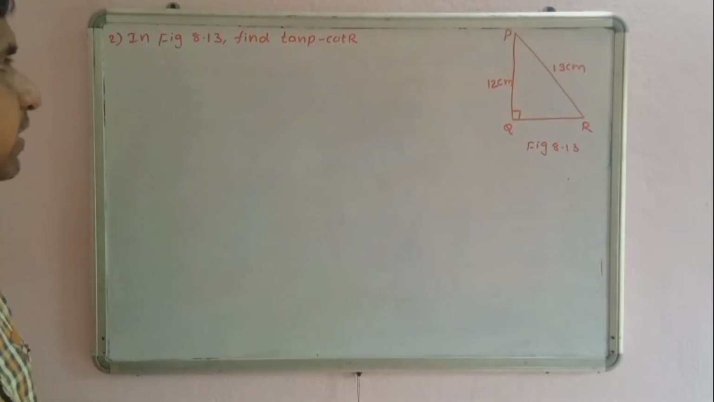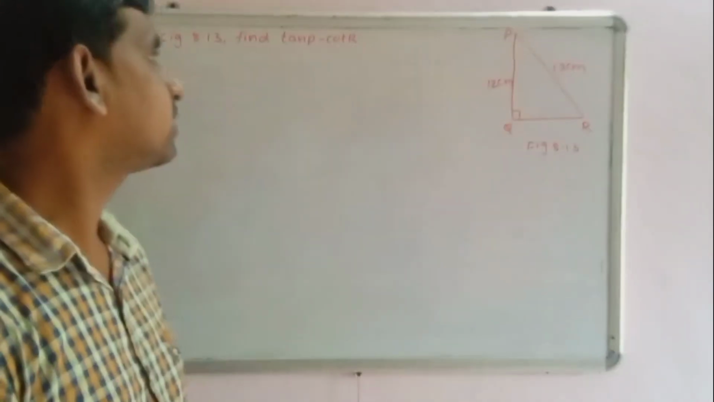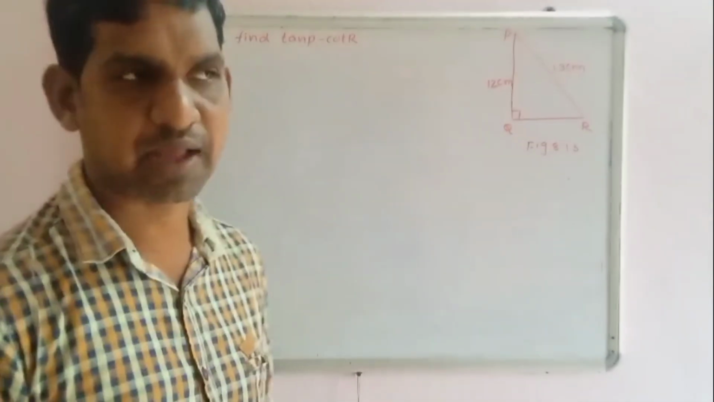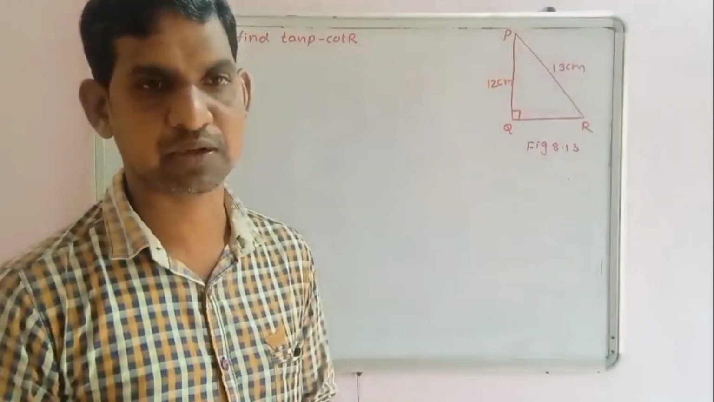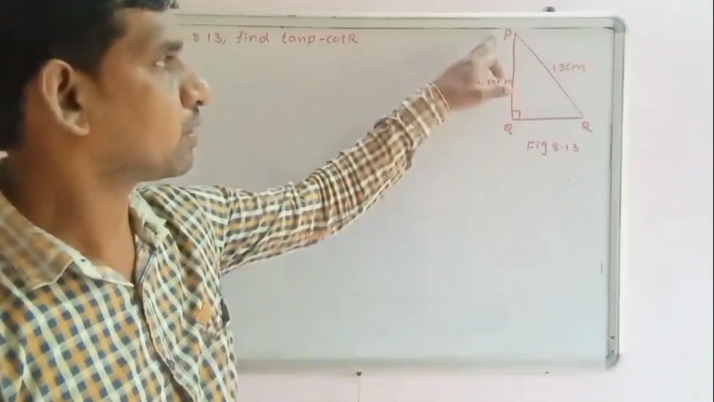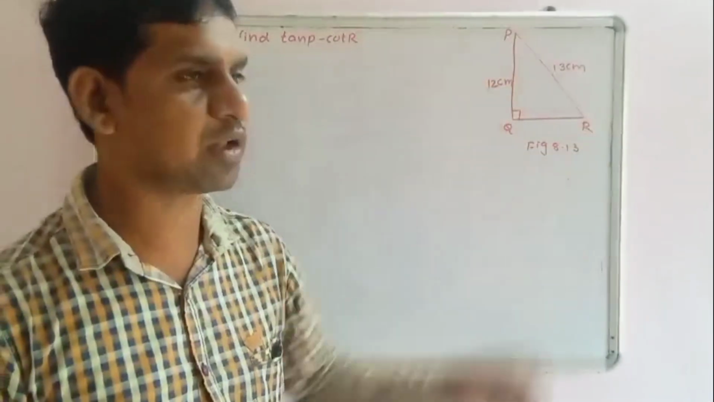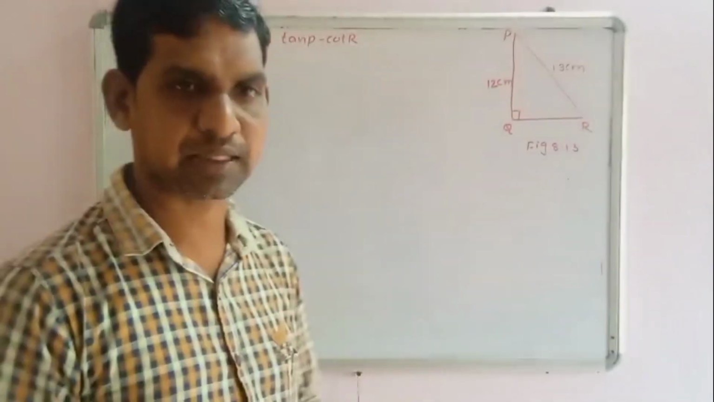Problem 2. In figure 8.13, find tan P minus cot R. What is the formula of tan P? Side opposite to P over side adjacent to P. Side opposite to P is QR. We don't know the value of QR. First find the value of QR by using Pythagoras theorem.